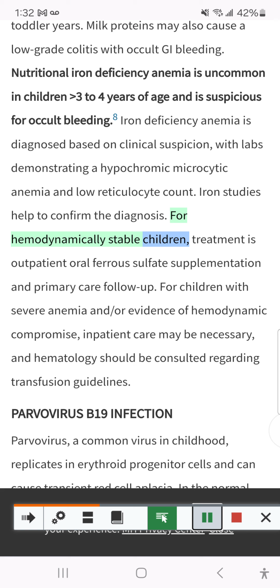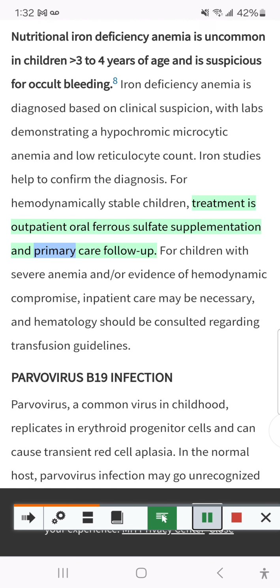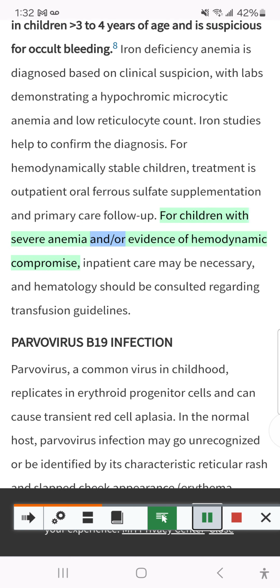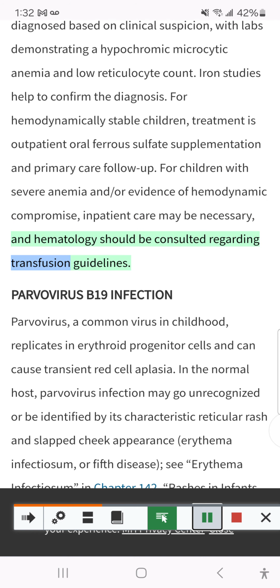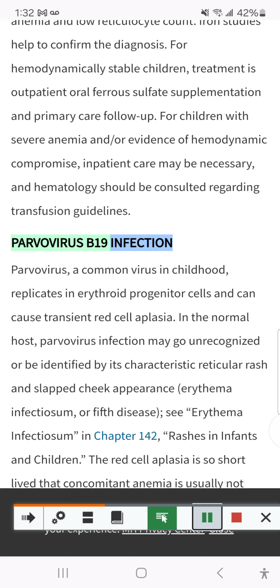For hemodynamically stable children, treatment is outpatient oral ferrous sulfate supplementation and primary care follow-up. For children with severe anemia and/or evidence of hemodynamic compromise, inpatient care may be necessary, and hematology should be consulted regarding transfusion guidelines.